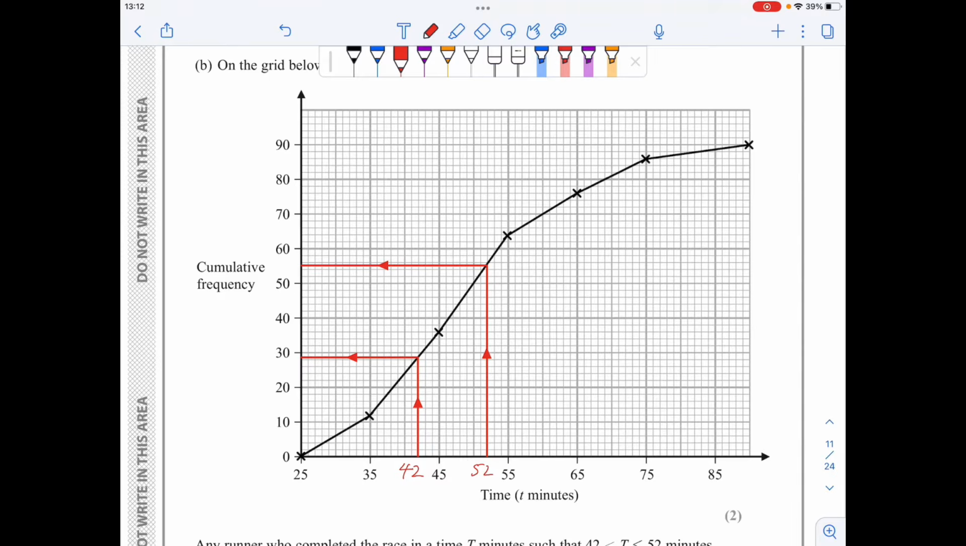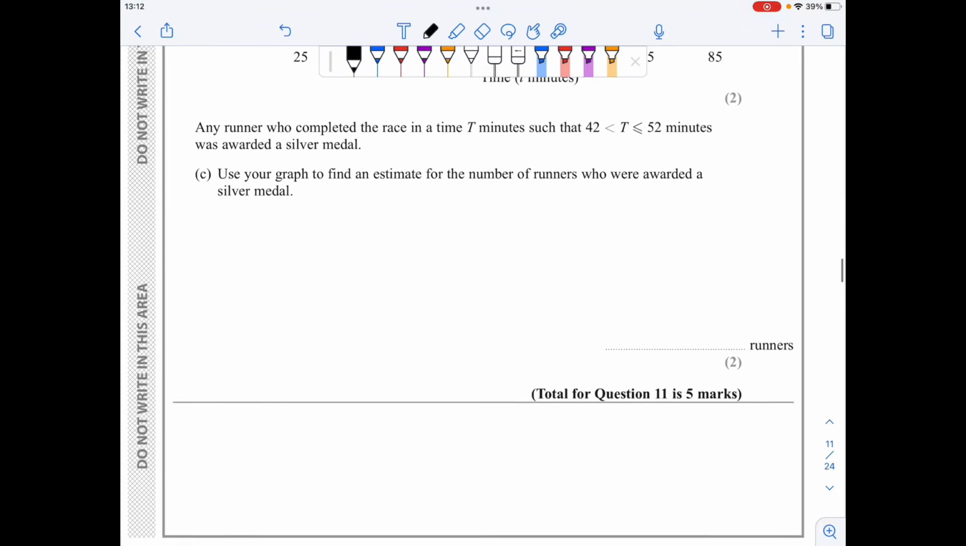And then on the y-axis, I will get a 28 here and a 55 for the second one, which means that 55 minus 28, which is 27, is my final answer. Note, the mark scheme accepts answers between 25 and 29.